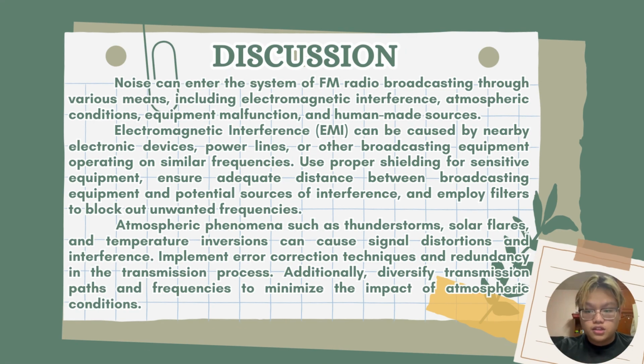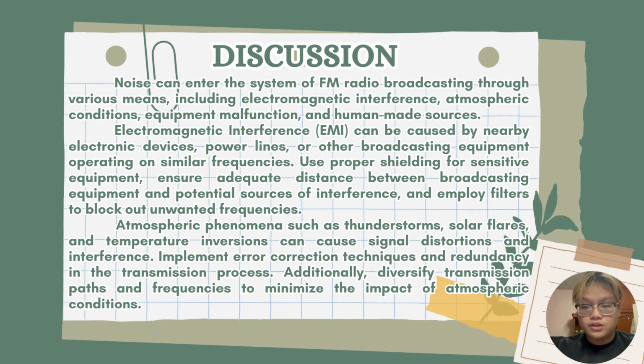Noise can enter the system of FM radio broadcasting through various means, including electromagnetic interference, atmospheric conditions, equipment malfunction, and human-made sources. The first one, electromagnetic interference, can be caused by nearby electronic devices, power lines, or other broadcasting equipment operating on a similar frequency. Use proper shielding for sensitive equipment, ensure adequate distance between broadcasting equipment and potential sources of interference, and employ filters to block out unwanted frequencies.